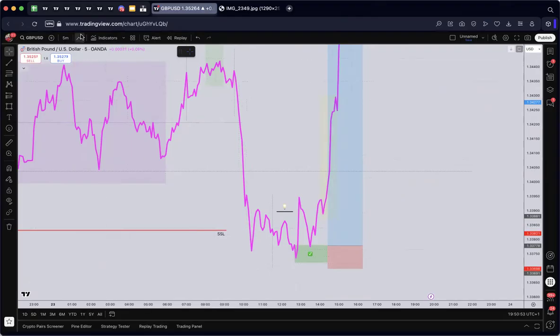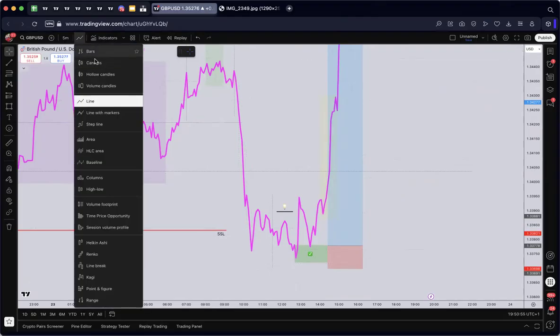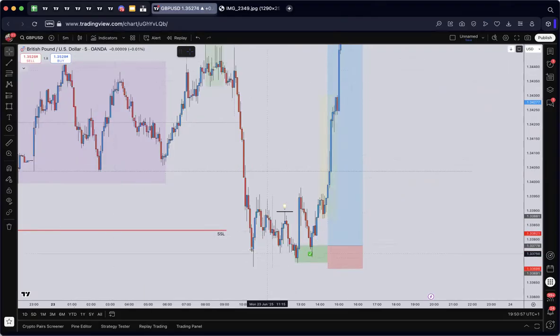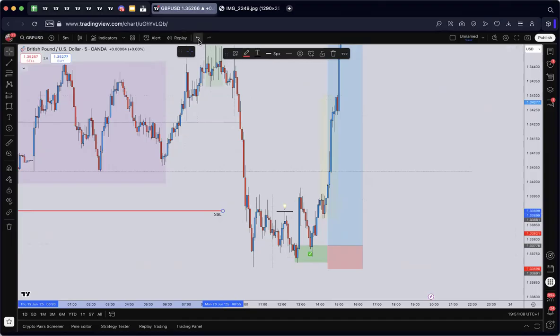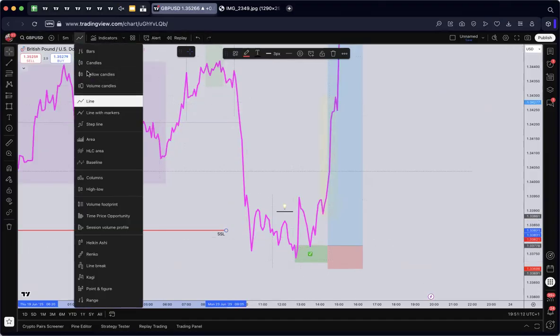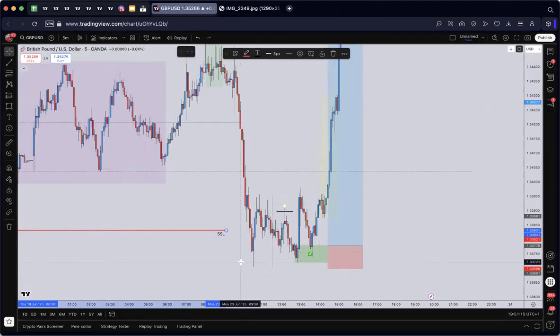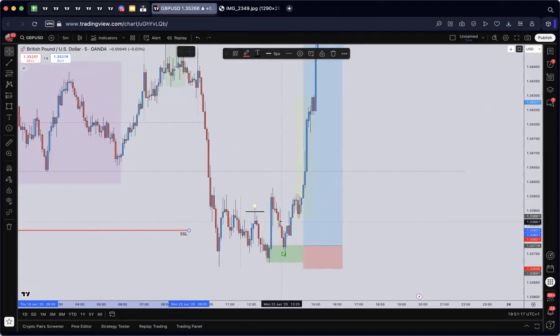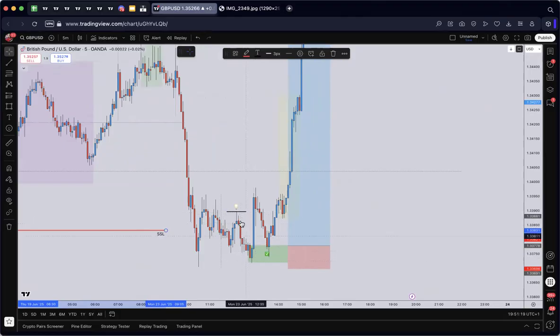I always tell people this: don't take the wicks as Bible. Understand that it's pure manipulation. Look at the bodies and what's actually happening. If you looked at this with the naked eye, you'd think we haven't broken structure to the downside, but it's the bodies that are important. If we look again at the line chart, clear difference. So I understand that we've broken to the downside. What caused it to move to the downside was this pricing. Once we break this area, clear breaker structure, then I know this is our entry area.